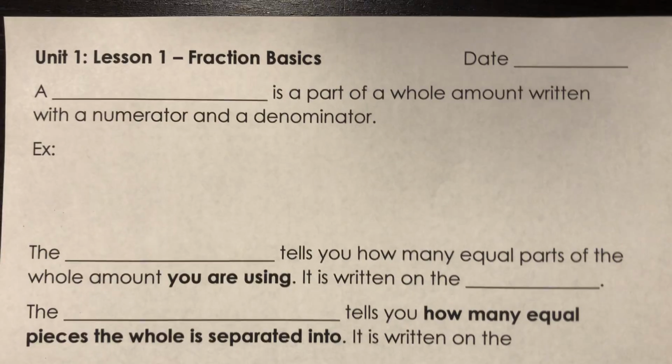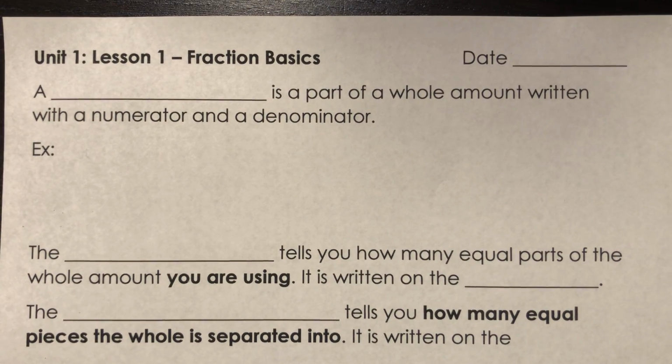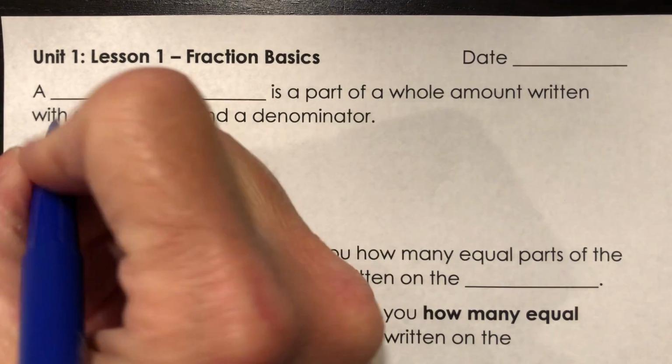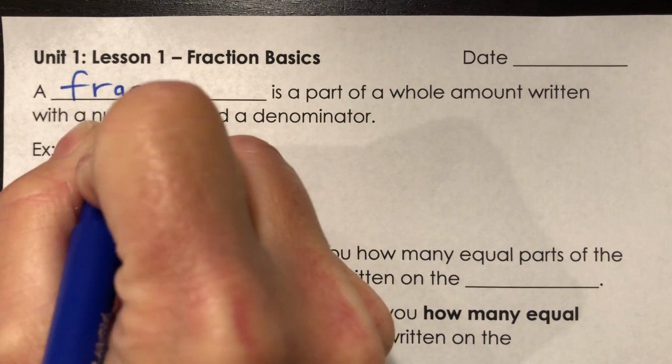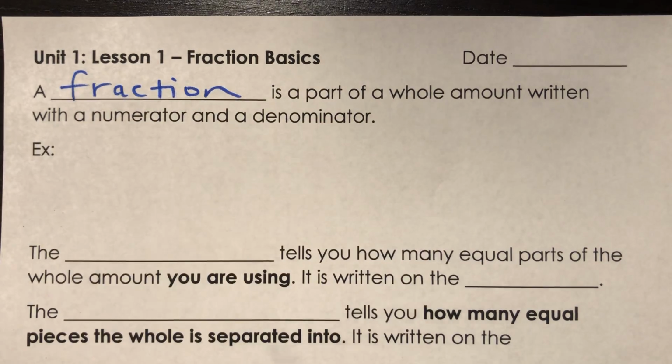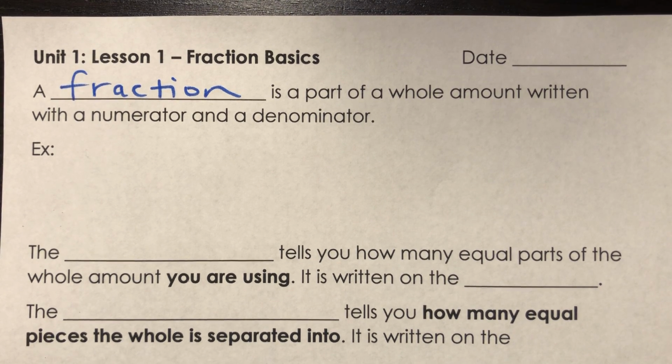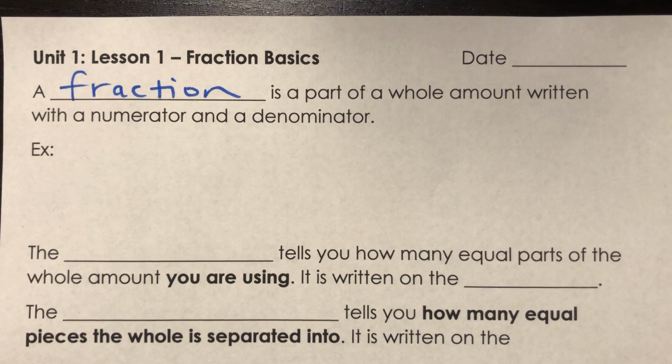So to start off, it says a blank is a part of a whole amount written with a numerator and a denominator. That would be a fraction. A fraction is a part of a whole amount. You have dealt with whole numbers like 1, 2, 3, 4, 5. A fraction is not a whole number like that. It's part of a whole amount, written with a numerator and denominator.